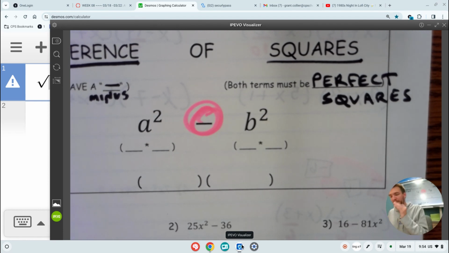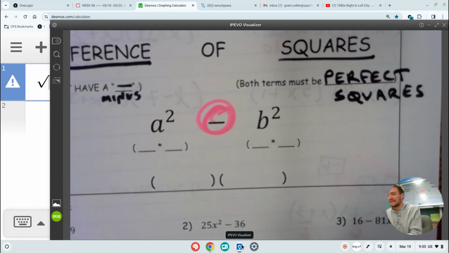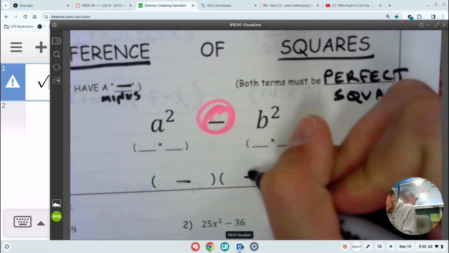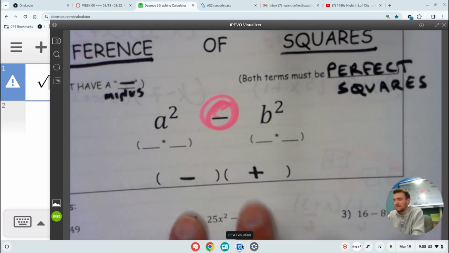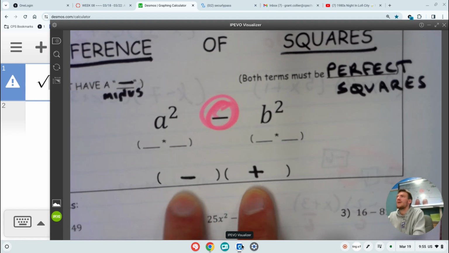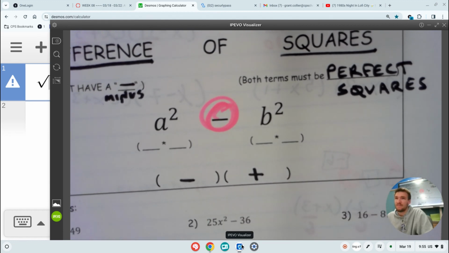If we have a perfect subtraction of squares, the first thing I like to do is put a minus and a plus. So do this with me. Put your minus and your plus here. Does it matter which order you put them in? Nope, it does not. You can put the plus in the first position, you can put the minus in the first position, but you have to have one of each. So 1 minus and 1 plus. I don't care if you do the minus first, I don't care if you do the plus first, but you got to have one of each.